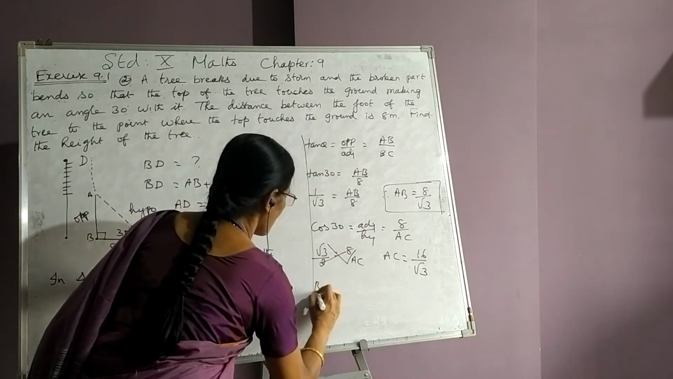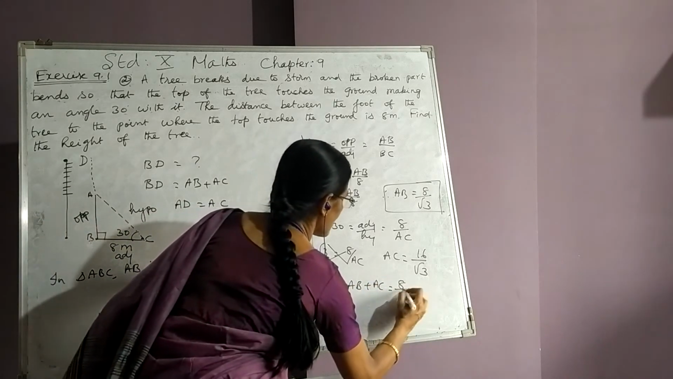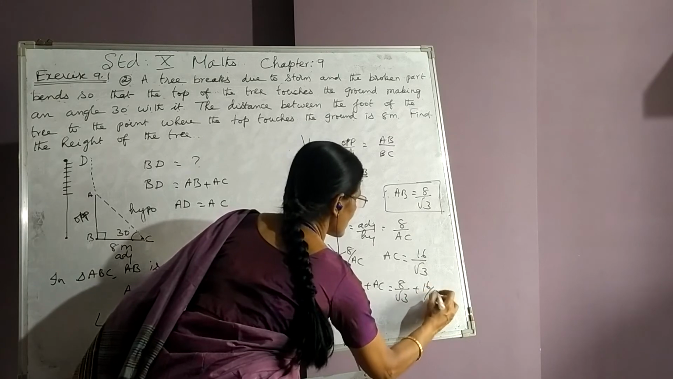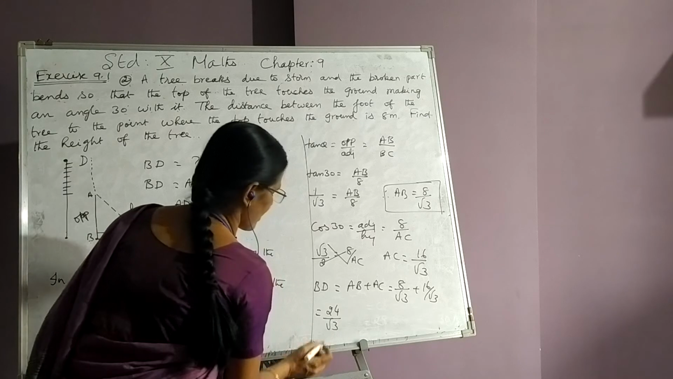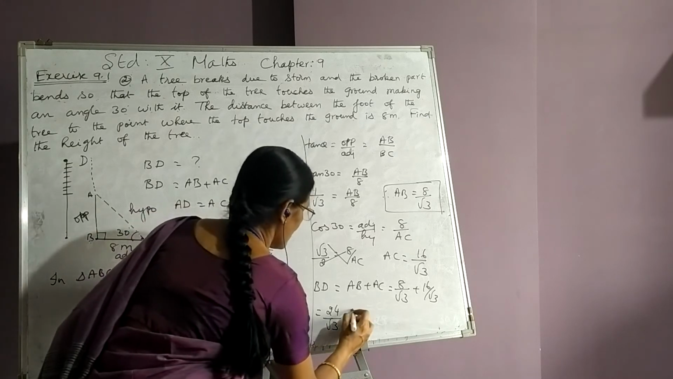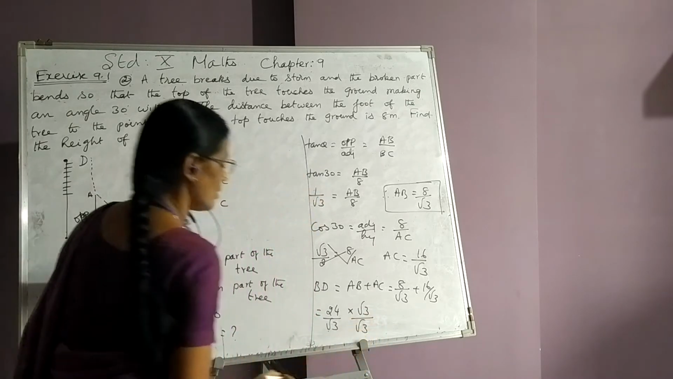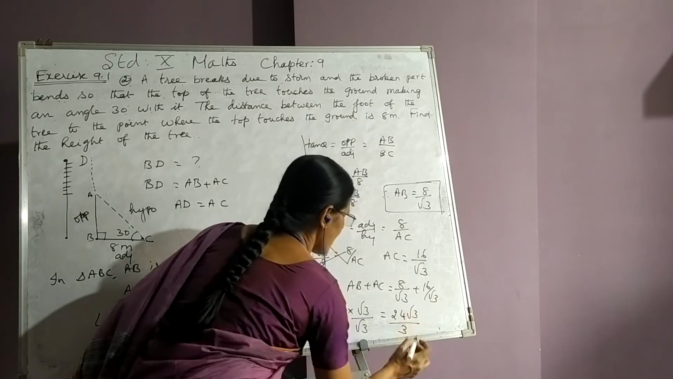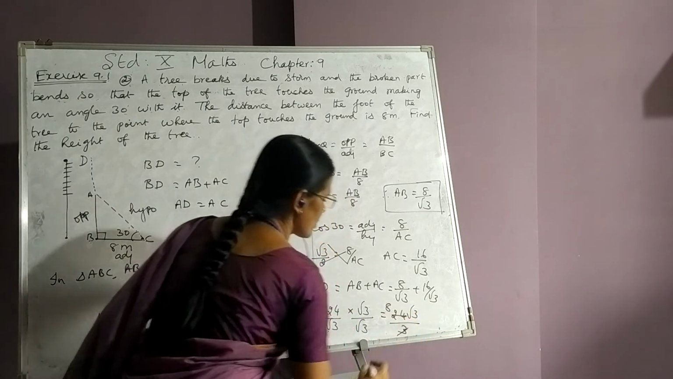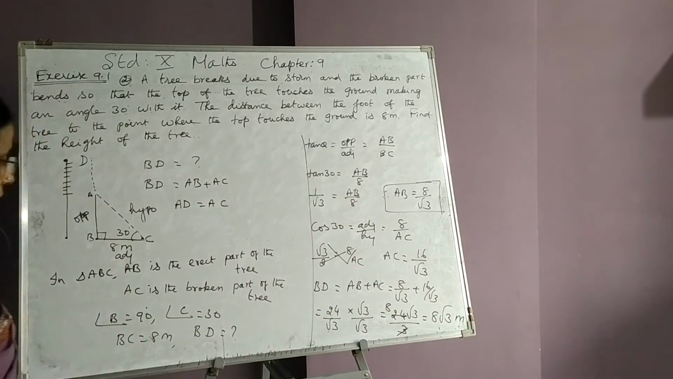We are asked to find out BD. BD is what? AB plus AC. AB is 8 upon root 3 plus 16 upon root 3, which is equal to 24 upon root 3. It is an irrational number. It is in the denominator. For rationalizing, we multiply root 3 above and below, which is 24 root 3 upon 3. 3 gets cancelled with 24 8 times. Therefore, we get 8 root 3 meters. Therefore, height of the tree is 8 root 3 meters.